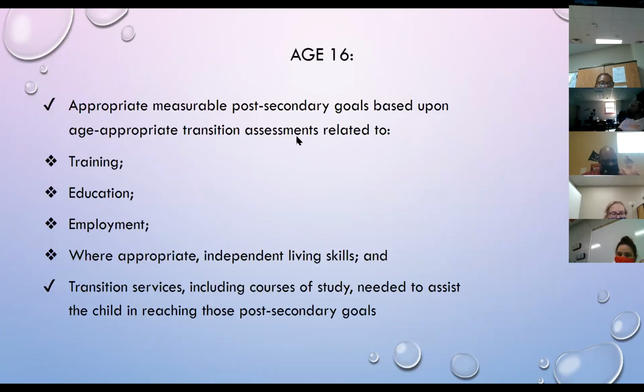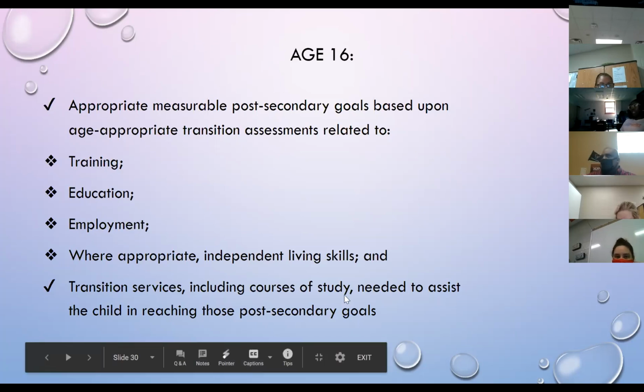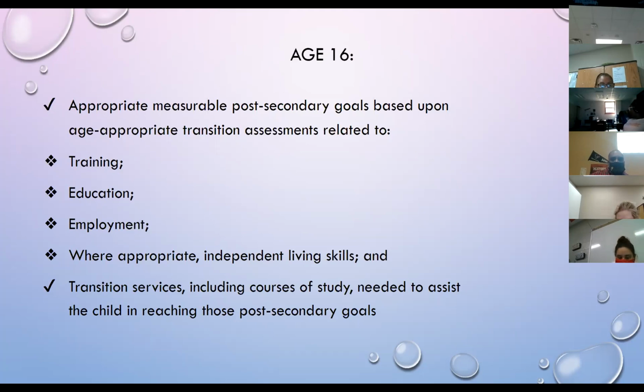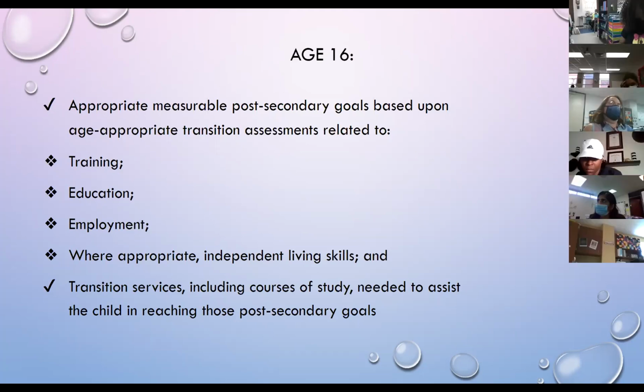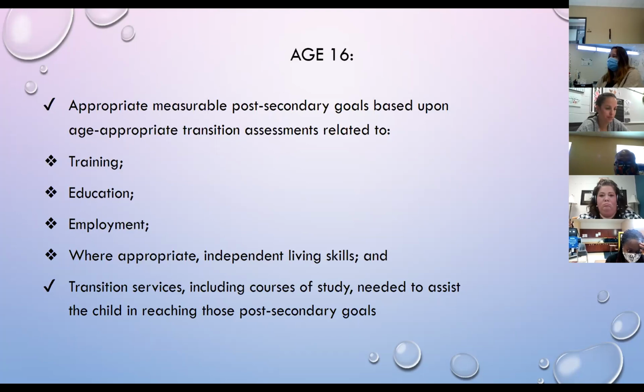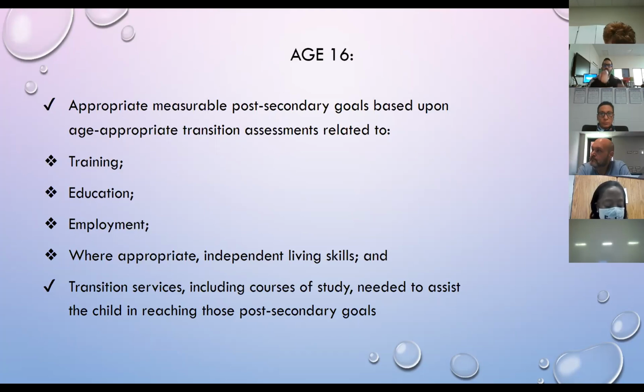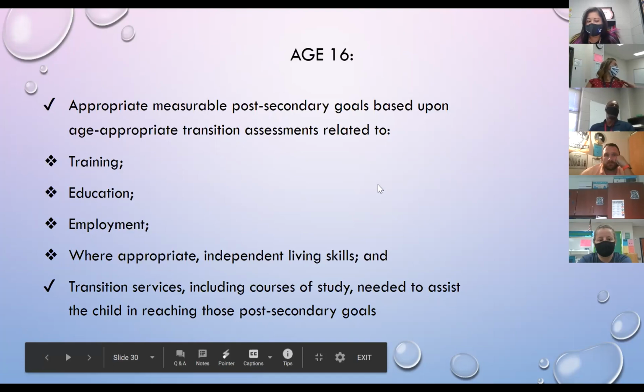By age 16, we have to use the age-appropriate transition assessments, and all of this I'm sure you're already familiar with. The courses of study, that's down here. That's the 4-year plan. While you're not directly responsible for writing the 4-year plan, there are sometimes instances when you can suggest to students or talk to students about particular courses that they may want to take because of their career goals. And then we have to try and help get them into those classes.